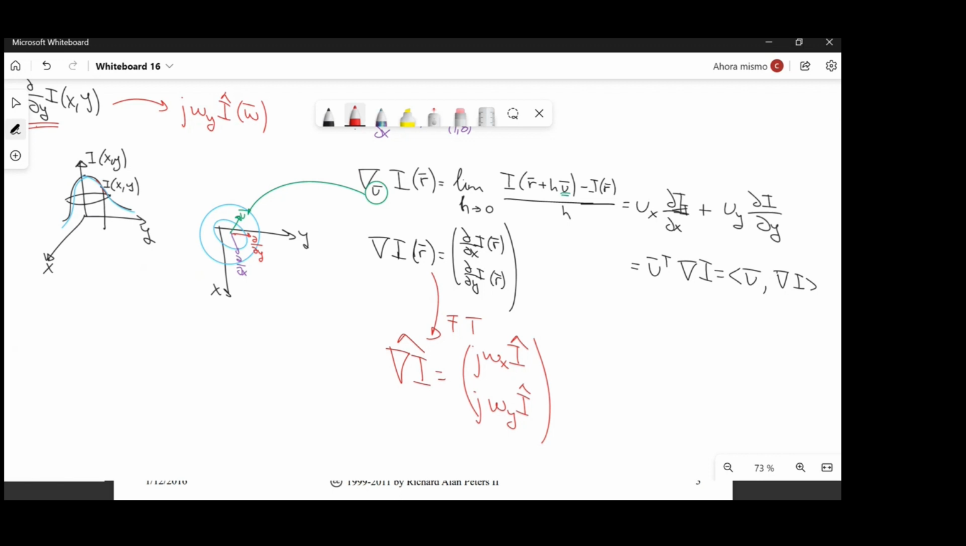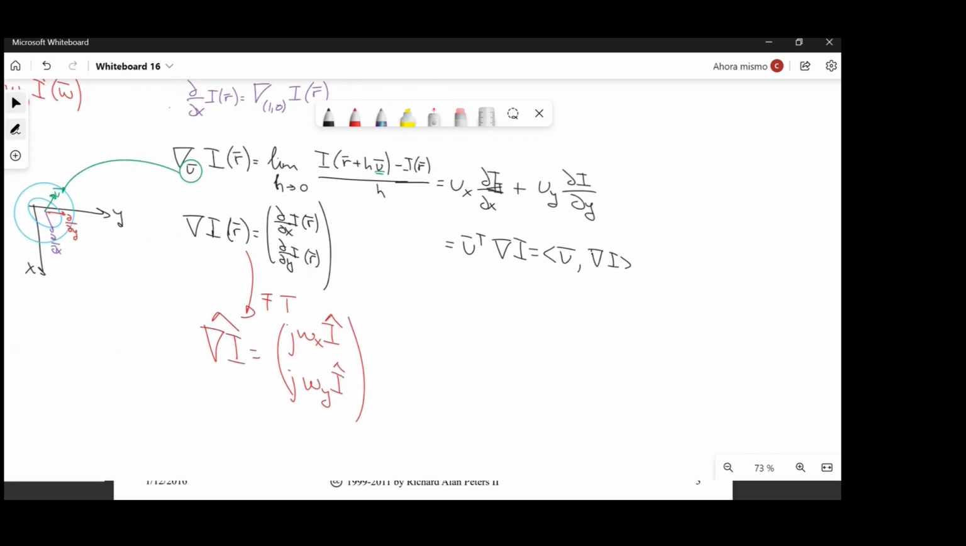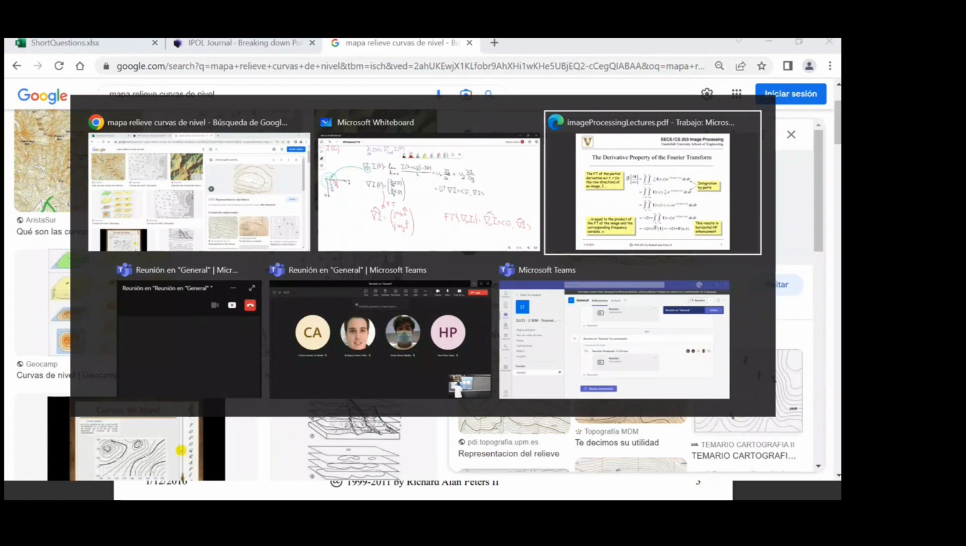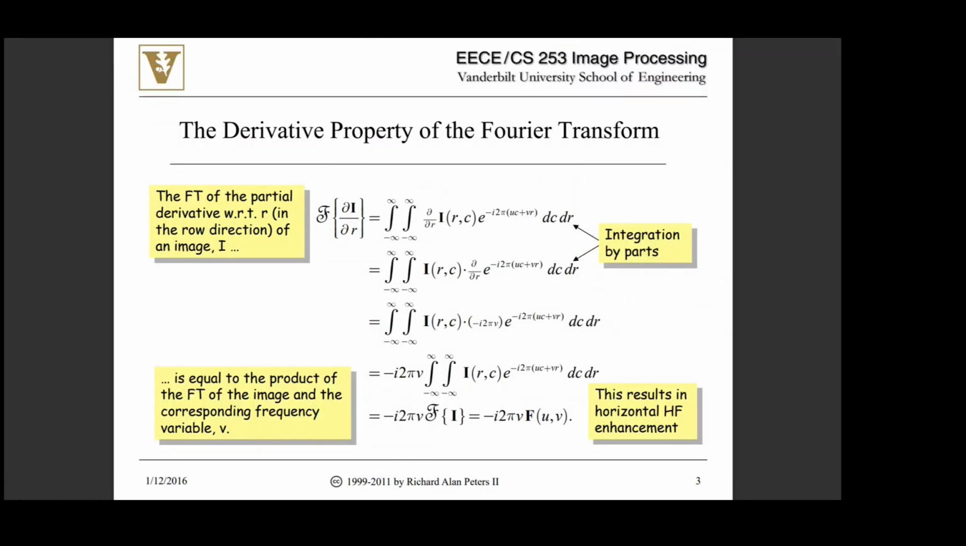Now this same idea holds. So what is the Fourier transform of the directional derivative? I can write it: the Fourier transform of this will be this same thing. So it will be the inner product between u and the Fourier transform of the gradient. That is a vector. So this is the property of the Fourier transform.